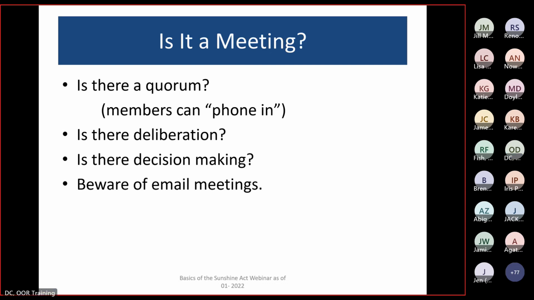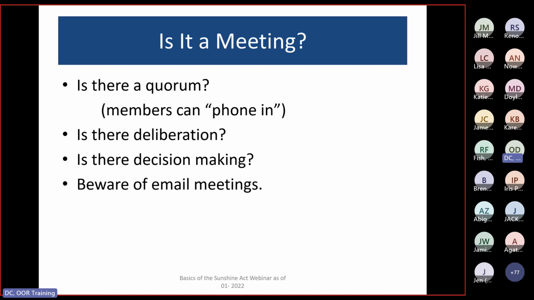Then we have to answer the question, is there deliberation? And deliberation, again, you'll find it in the definition section. Deliberation is basically any discussion that can lead to a decision. And the deliberation would have to be about the business of the government entity. If you've got a quorum meeting for breakfast and they're just talking about their families, the weather, their favorite sports teams, that's okay. They can get together and go ahead and have that breakfast.